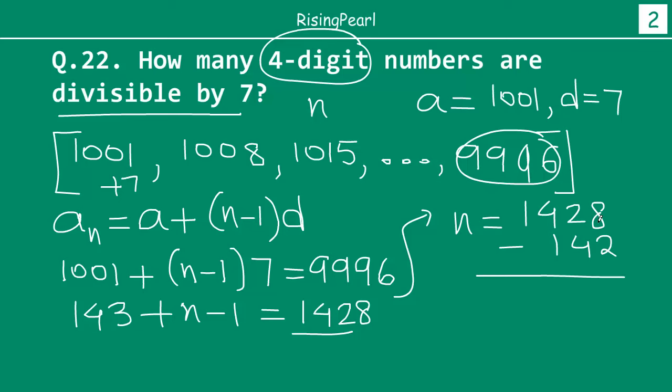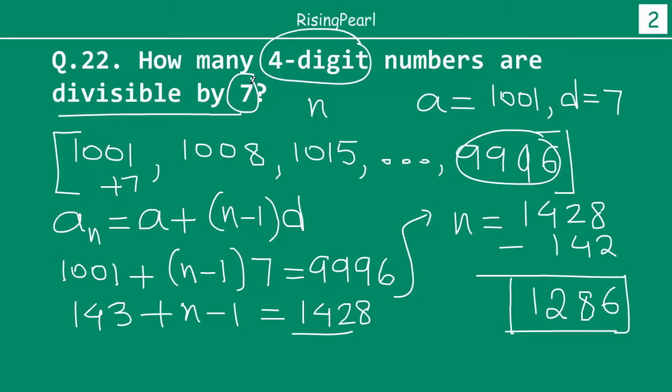Let's do the subtraction here. 8 minus 2 is 6. Here is 2, so 1 carry over 12, 12 minus 4 will be 8, and 3, 1 went away, so we have 3, 3 minus 1 is 2, and this one comes down. So we have 1286. 1286 4-digit numbers that are divisible by 7.